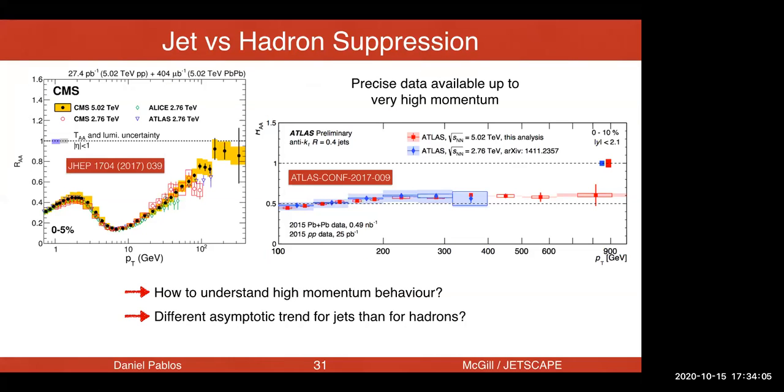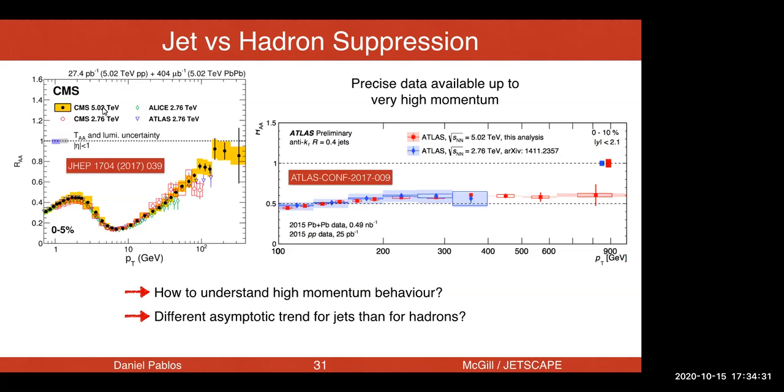So let's start our journey into understanding the role of jet substructure by looking at classical observables such as jet suppression and hadron suppression. If you're not familiar with the name RAA, it basically computes a ratio of spectra between lead-lead and pp, normalized to the number of collisions that you expect.